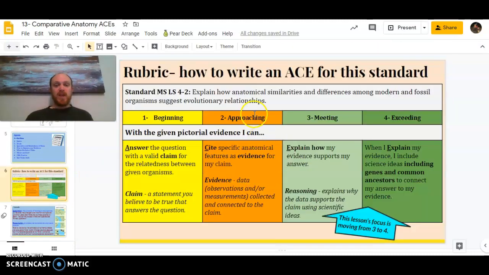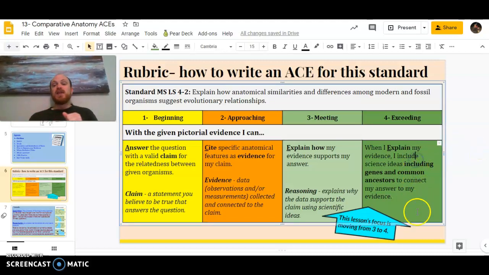So here's our rubric. In the last lesson, we worked on making the claim and citing evidence. Now we're talking about how to get up to a 3 or a 4: the quality of the way we explain our evidence. If we can start including information about genes and common ancestors, and I'm going to walk you through all these things, that's how we're pushing our ACE up to get an exceeding standard.